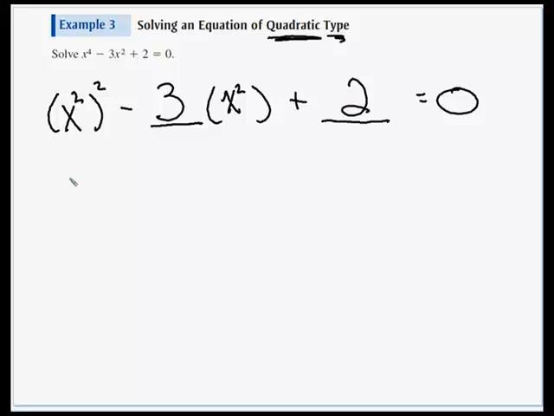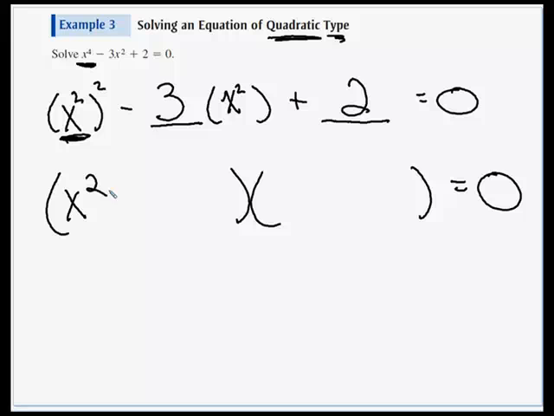We could think about it like this, or, back to the old way, set up an empty set of parentheses here. What times itself is x to the fourth? Well, that would be this x squared. X squared times x squared. Our factors of 2 that add up to negative 3 would be 2 and 1, and they would both be minuses. And let's see, can we go any farther?